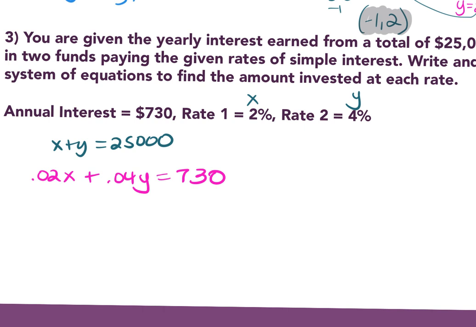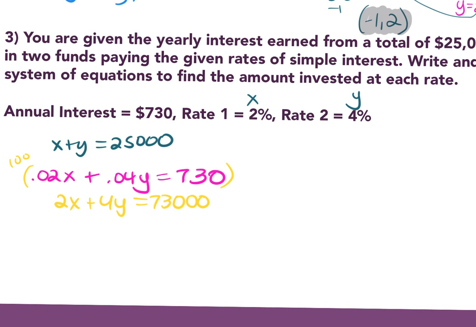All right, now we're going to do substitution. Today we're going to get into elimination, and then I would actually probably have chosen that, but for today we're going to follow what we did yesterday. I'm going to multiply by 100 to get rid of the decimals here. 2x plus 4y equals 73,000.